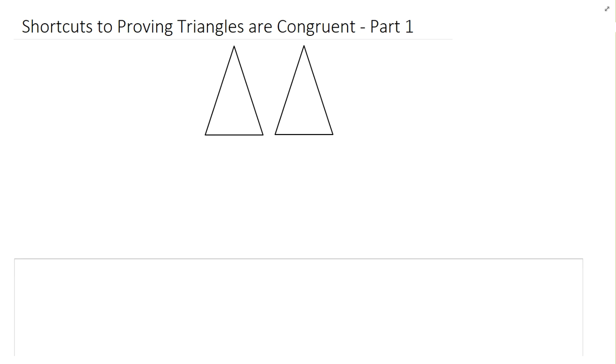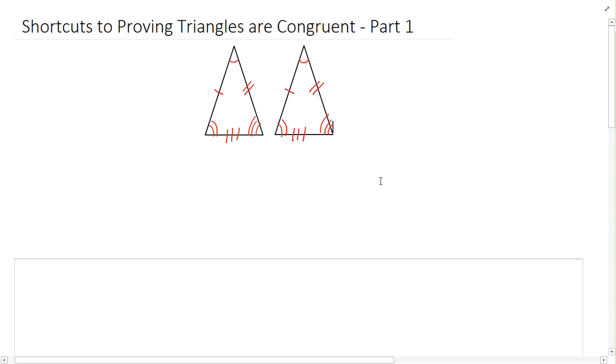Okay, so if we need to prove that two triangles are congruent, we need to show that all three pairs of sides are congruent and all three pairs of angles are congruent. And that's a lot of stuff. That's 6 pairs of things. So we have 4 different shortcuts that we're going to learn that will help us speed this up.